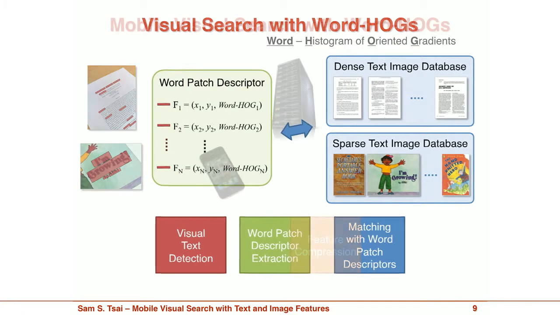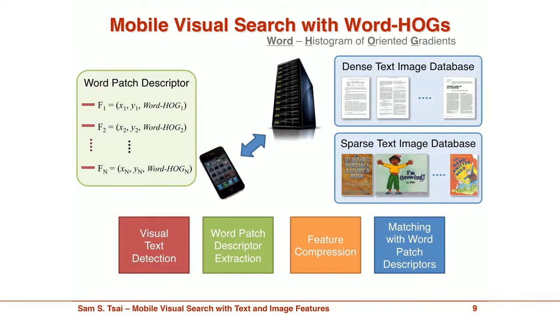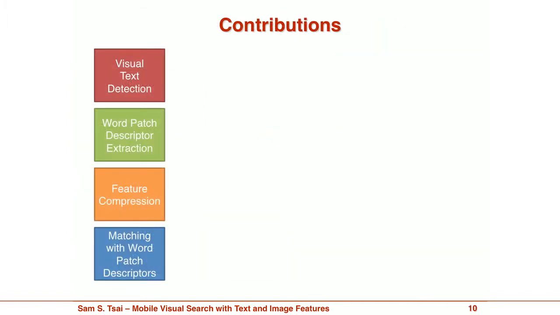Lastly, to make this system a practical system, we also studied how we can implement the system. The image database is typically large, so it's placed on a remote server. So we looked into how we can compress these features before sending these features to the server for recognition. My research contributions have also been on these 4 different blocks within the system.